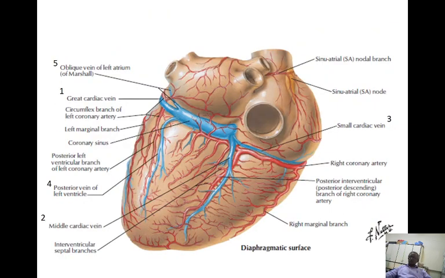Here we are seeing the posterior aspect of the heart. This is the base of the heart and this is the diaphragmatic part of the heart. And then here we are seeing the coronary sinus starting in the left atrioventricular groove and traveling toward the right atrioventricular groove. And here it is joined by the great cardiac vein, the oblique vein of the left atrium or oblique vein of Marshall, and then the posterior vein of the left ventricle, then the middle cardiac vein, small cardiac vein. All these are joining here on the posterior aspect, that is the left and right atrioventricular grooves.